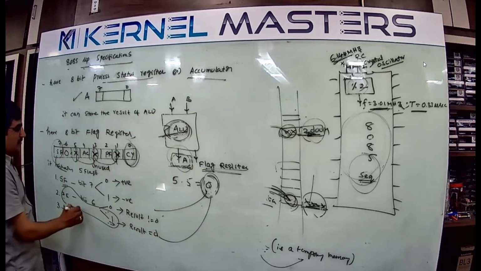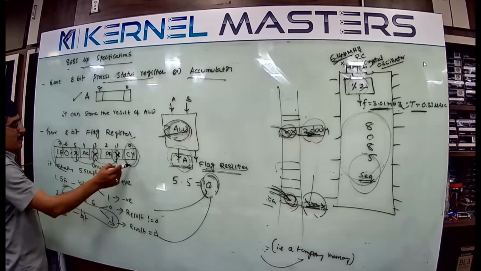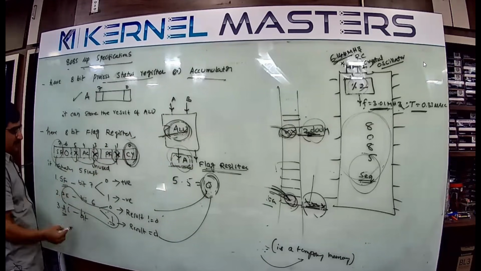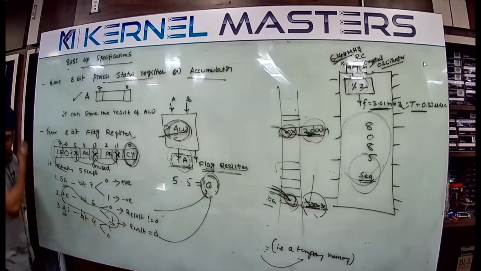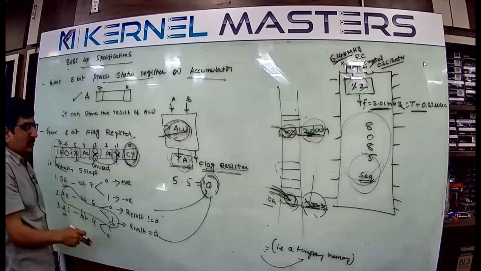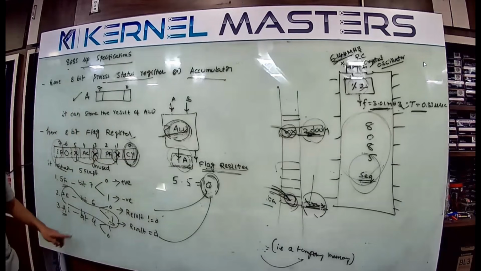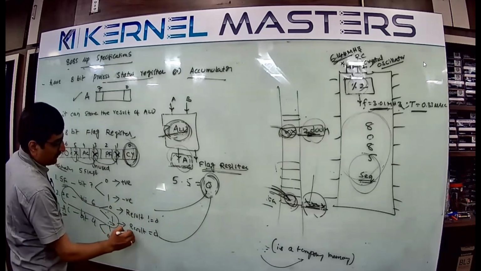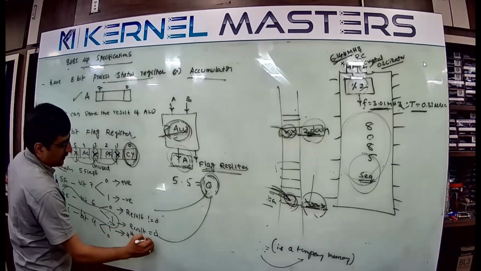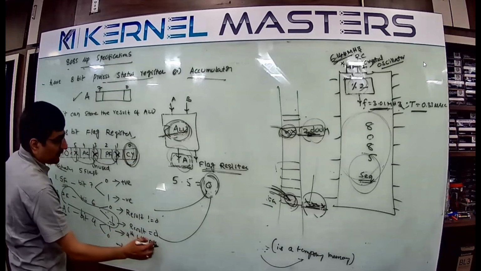What's the next one? Auxiliary carry. There is a normal carry and an auxiliary carry. The auxiliary carry is at the 4th position, the nibble position. So whenever a carry is generated at the nibble position, you call it auxiliary carry. The carry is generated at the 4th bit position, the nibble position, or not generated.